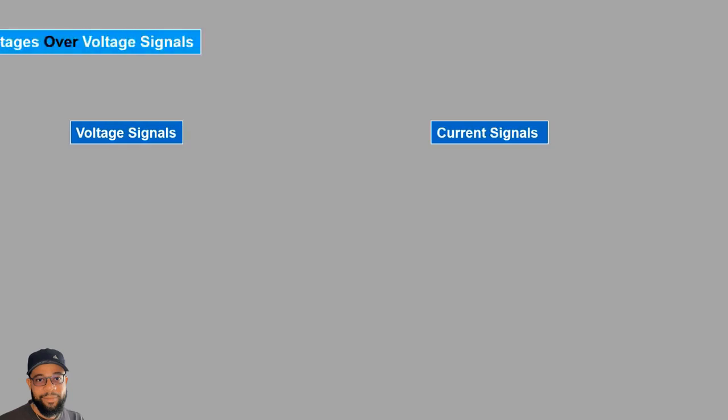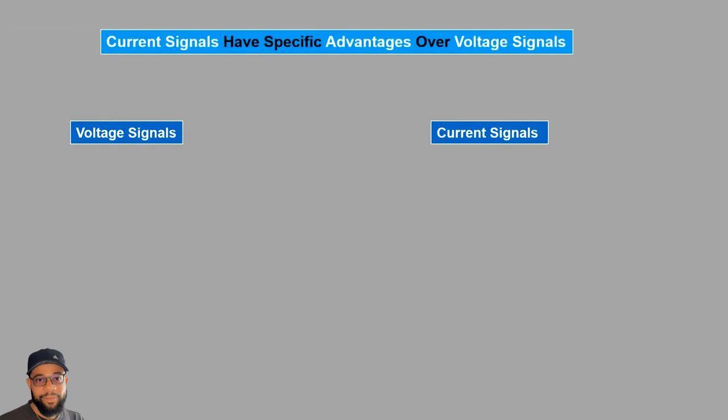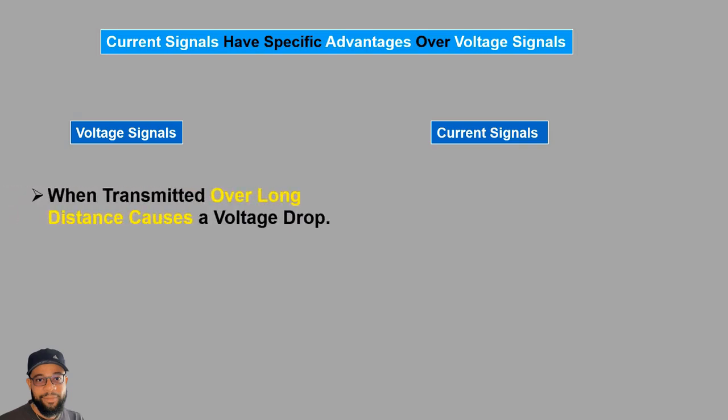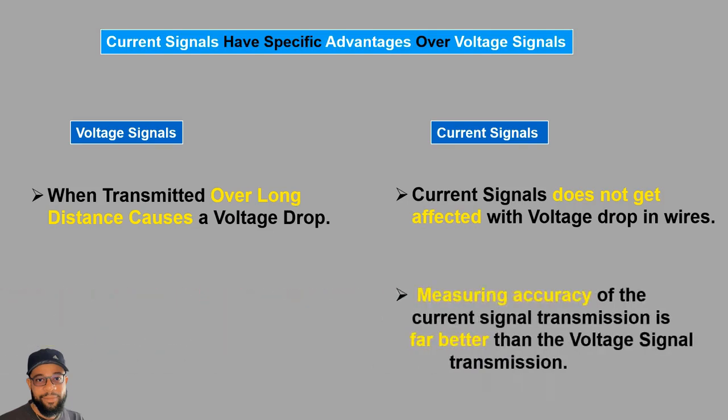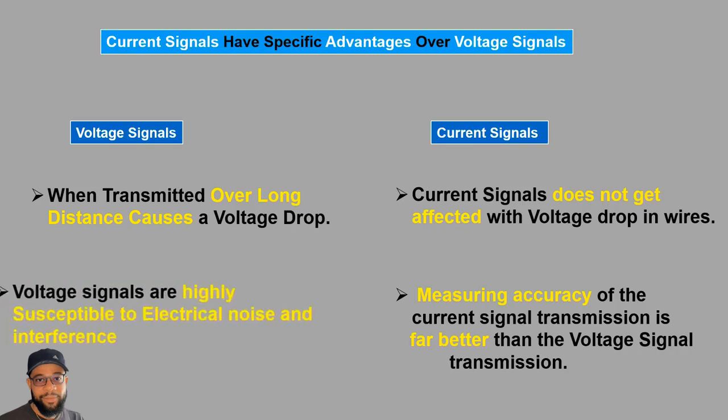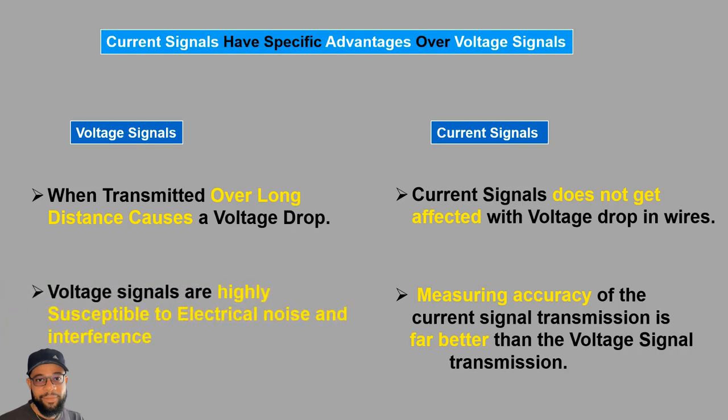Now you might be thinking, why should we usually use a current signal instead of voltage signal for transmitting signals? It is because current signals have specific advantages over voltage signals. Voltage signal when transmitted over a long distance causes a voltage drop in the wires. On the other hand, current signal does not get affected by voltage drop in the wires. The measuring accuracy of the current signal transmission is far better than the voltage signal transmission. Voltage signals are highly susceptible to electrical noise and interference.